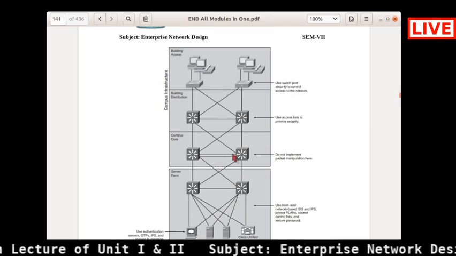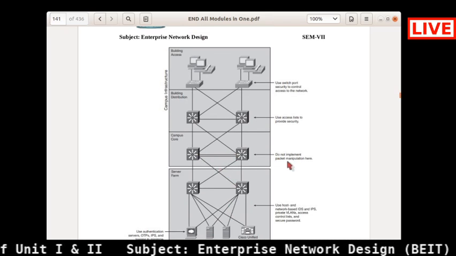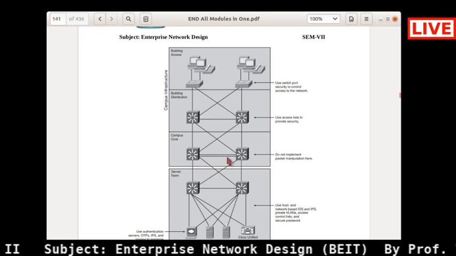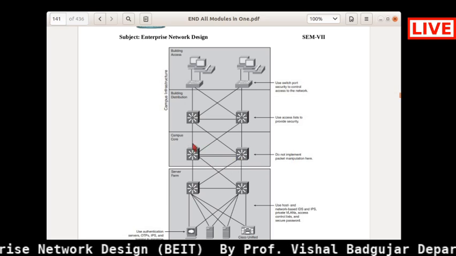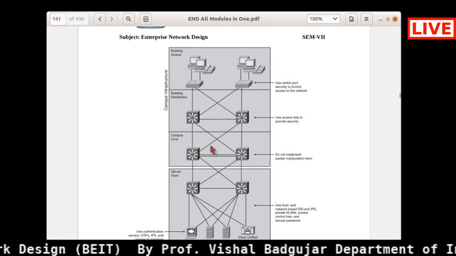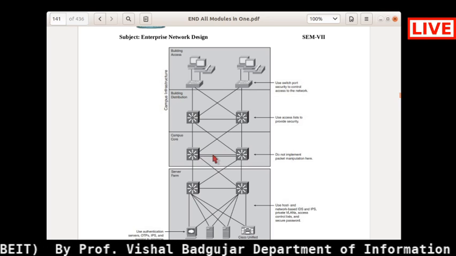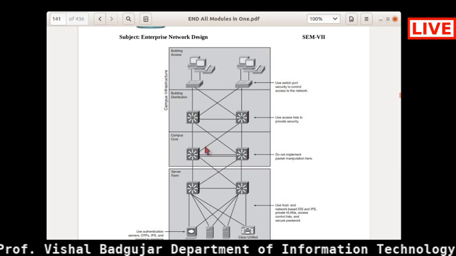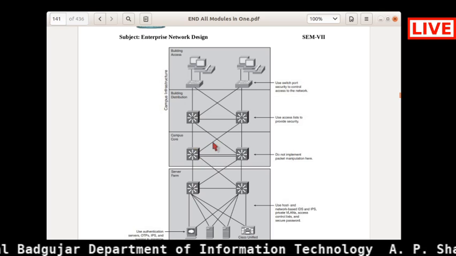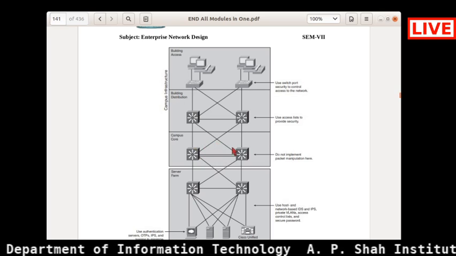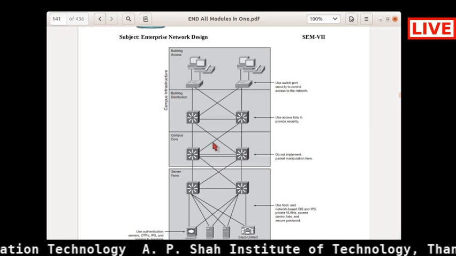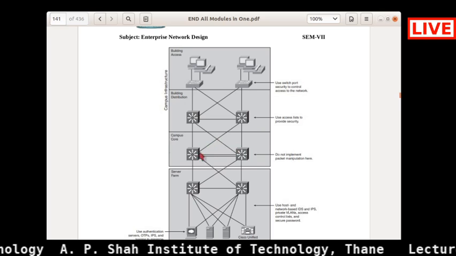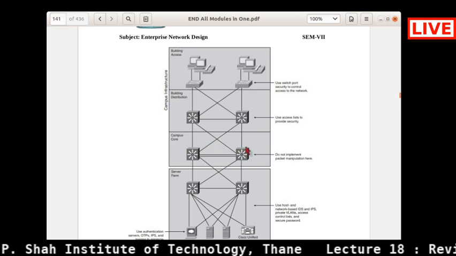Then on your campus core you are not going to use any kind of security here. Why? Because you already know the functionality of this campus core, right? It will be used for your high speed switching part, right? So if you are using any security here, then it will slow down your networking speed, right? So that's why we are not going to provide any kind of security services on the campus core.